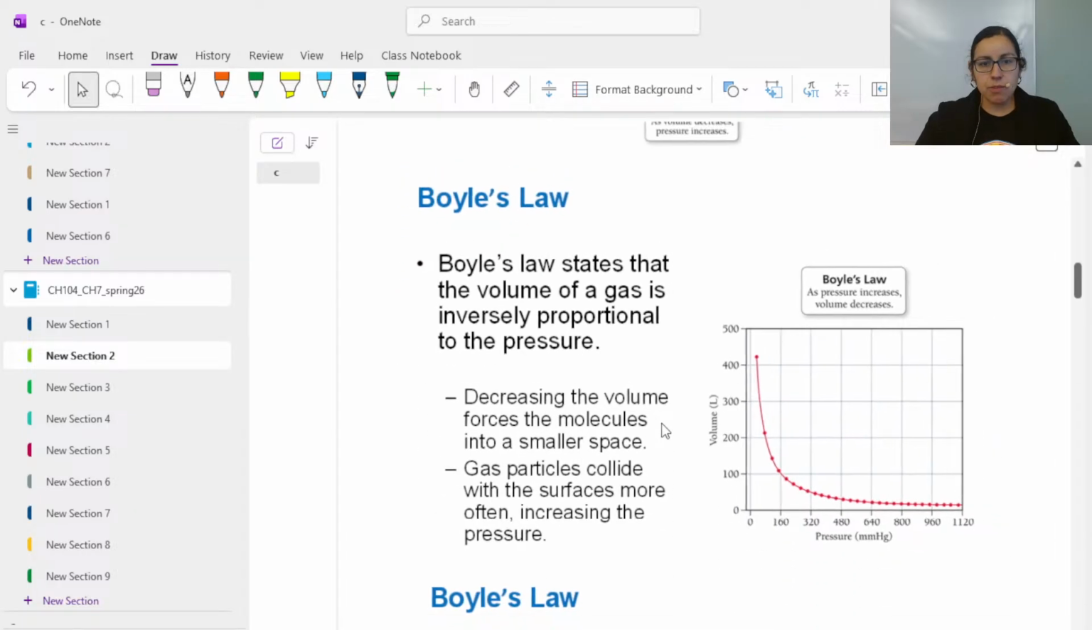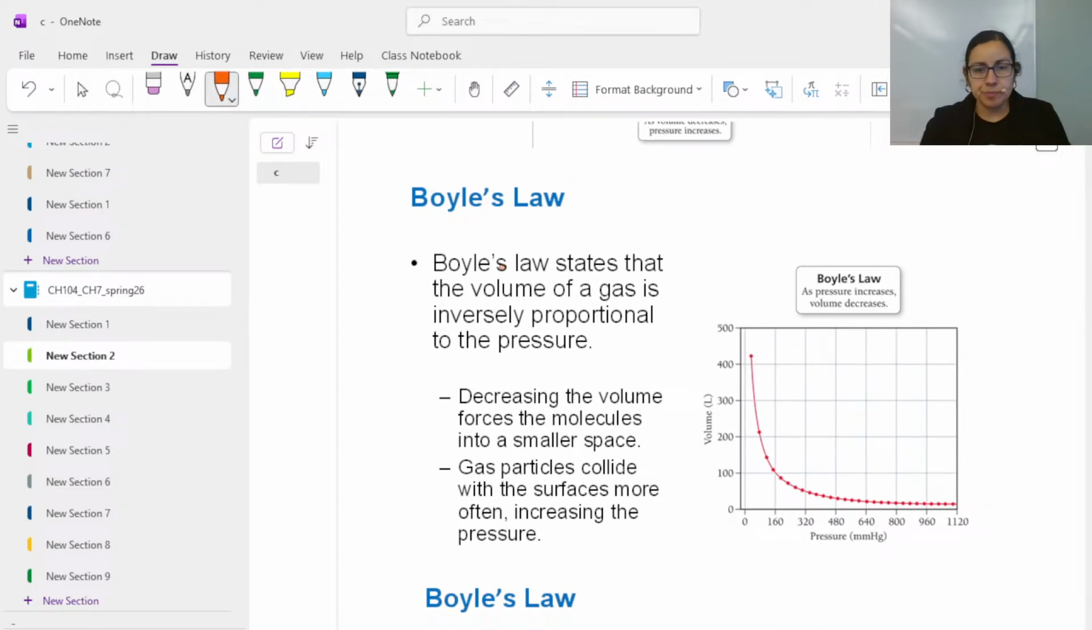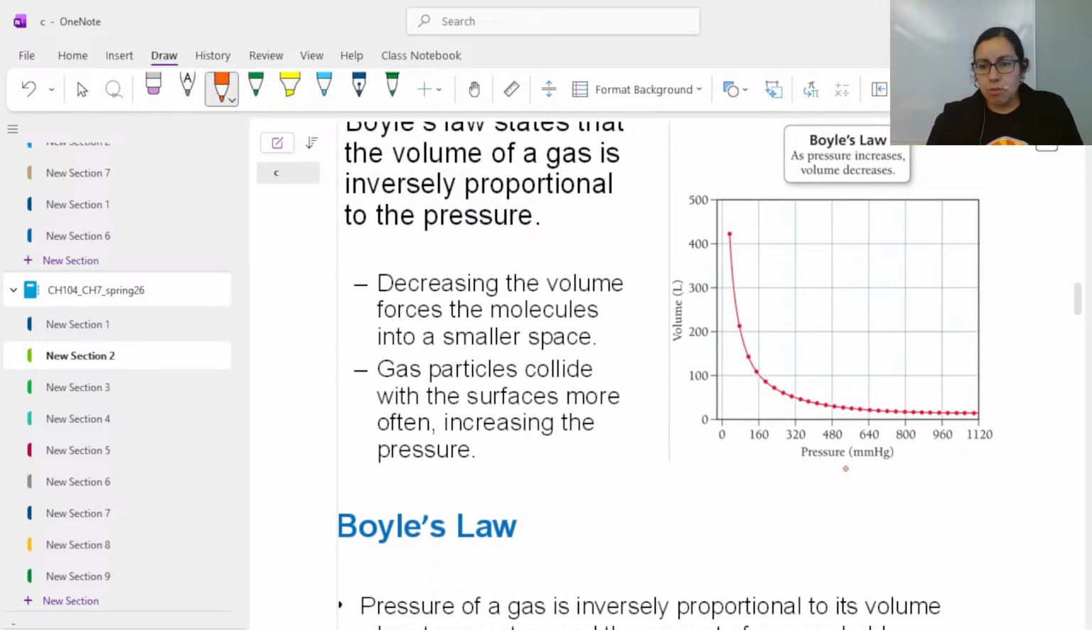And then we have our graph here. And so again, our volume is inversely proportional to pressure. And obviously decreasing the volume forces our molecules into a smaller space. And then why do we have this relationship here? What happens at these extreme high pressures? So very small volume, and then what does that mean though too?